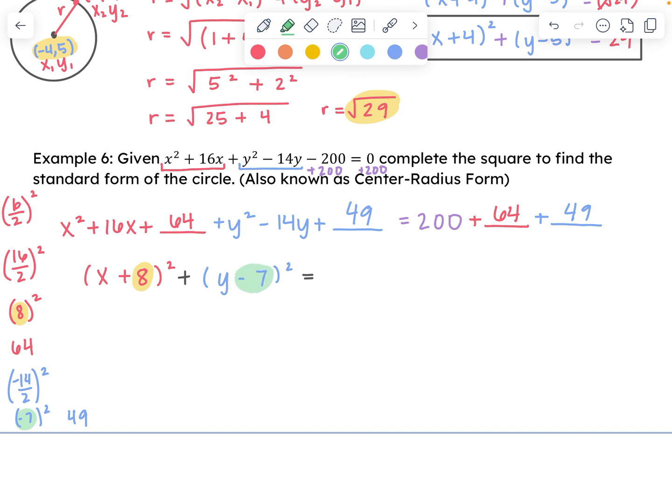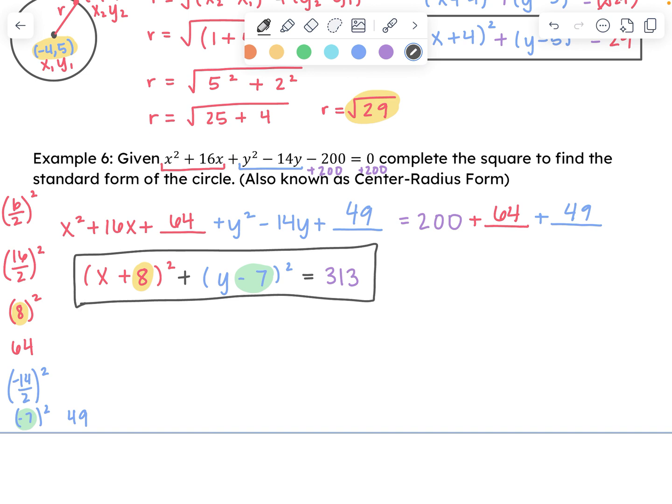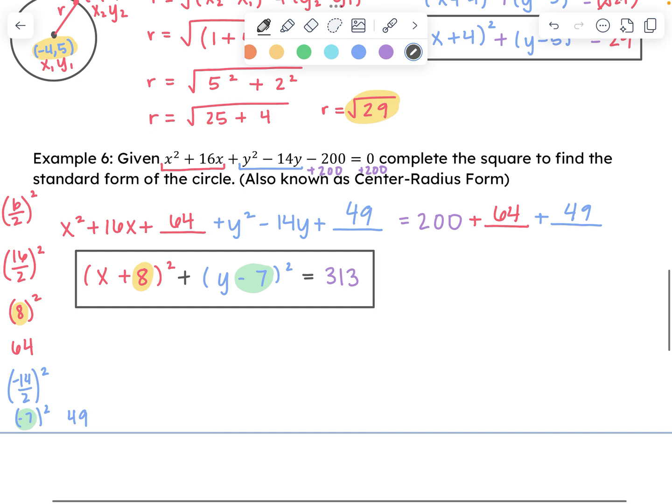That fills in. And then on the right side, I just add it all together. So 200 plus 64 plus 49 is going to get me 313. And there's my equation. X plus 8 squared plus y minus 7 squared equals 313.